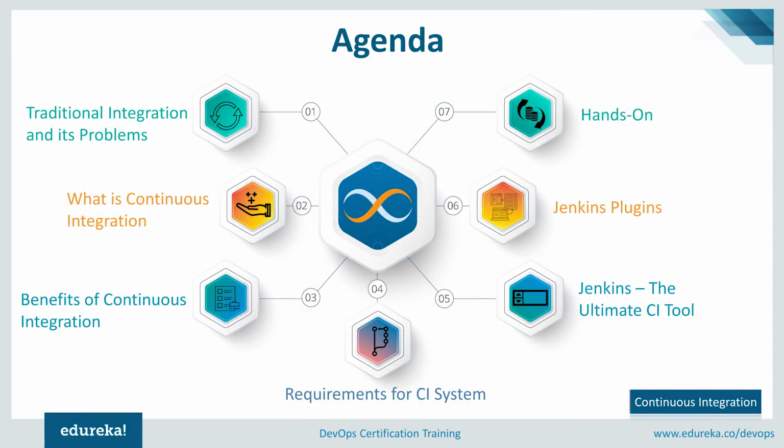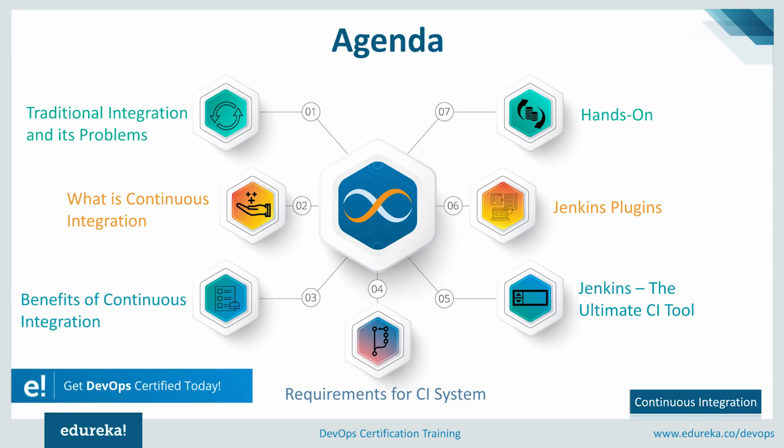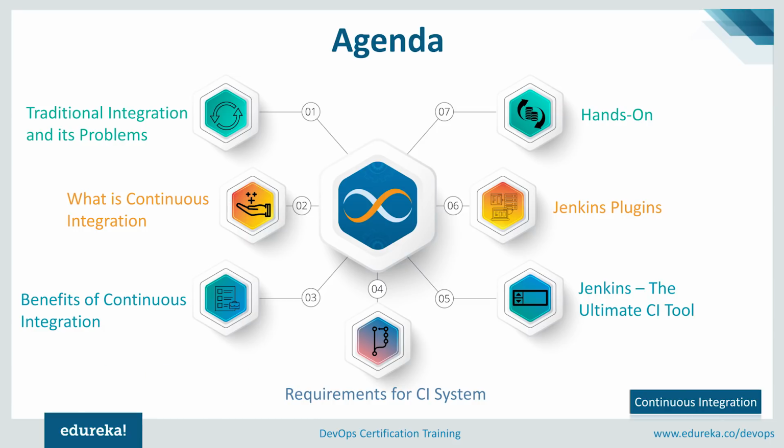Without wasting any further time, let's look into the topics for today's session. We'll start by understanding what traditional integration was and its problems. Then we'll understand what continuous integration is and look into its benefits. After that, you'll understand the requirements for a continuous integration system, and then we'll discuss the ultimate tool for continuous integration, that is Jenkins. Once we brief about Jenkins, we'll discuss more about Jenkins plugins, and then finally we will move on to a hands-on part where we will perform continuous integration with the help of the tool Jenkins.